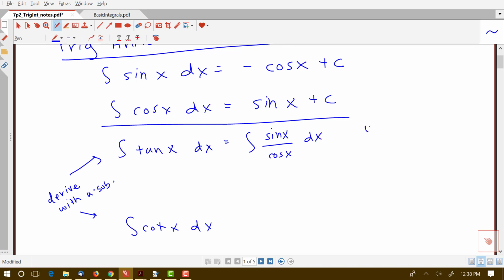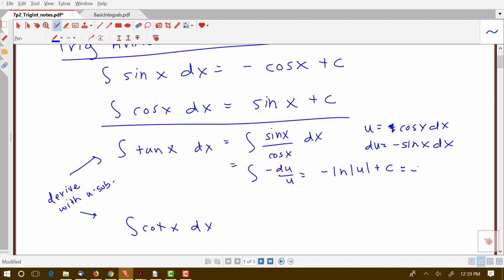And if we use u substitution here, we could let u be equal to cosine x, so that du would be negative sine x dx. Okay, so we could rewrite this as negative du over u, and see that that would be negative log of the absolute value of u plus c, or negative log of the absolute value of cosine x plus c.